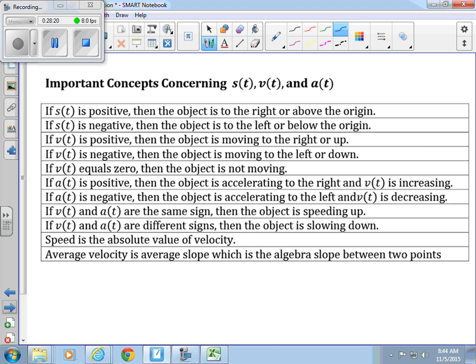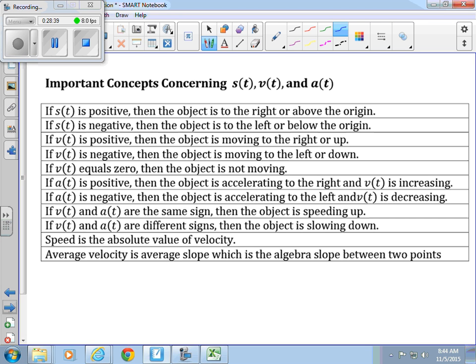and the average velocity is the average slope, which we could do as a slope between 2 points. Average velocity is not a derivative. Remember, anytime you read the word average slope, you think algebra 1: y2 minus y1 over x2 minus x1.